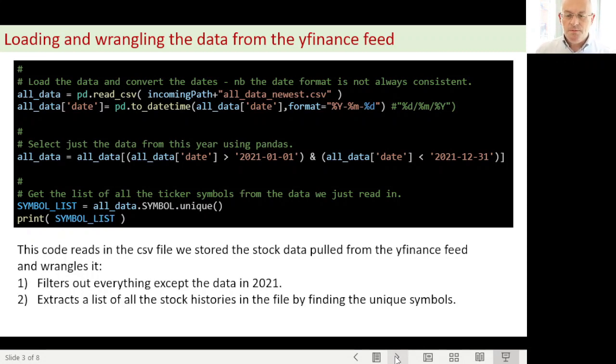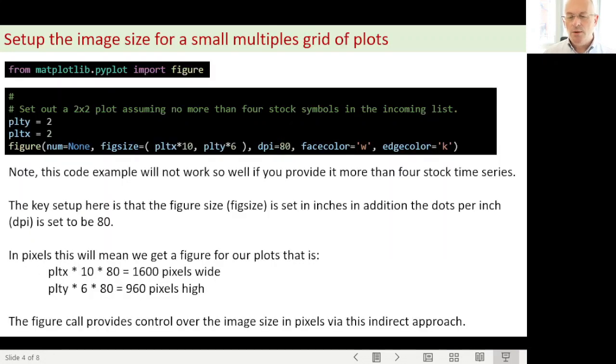Once that's done, I'm just selecting the data in the whole of the read-in file for the 4 stock types that we downloaded for 2021. So from the 1st of the 1st, 2021, up to the 31st of the 12th, 2021. And then finally, I'm extracting the symbol list. So I'm not going to rely on knowing what the list of symbols are, because the downloader may have been told different symbols. I'm just going to extract the list of all the symbols in the file, and that'll come from the 2021 data.